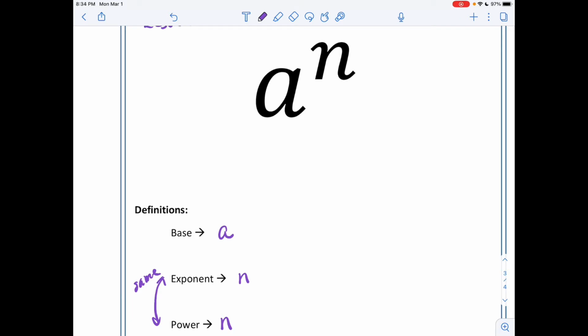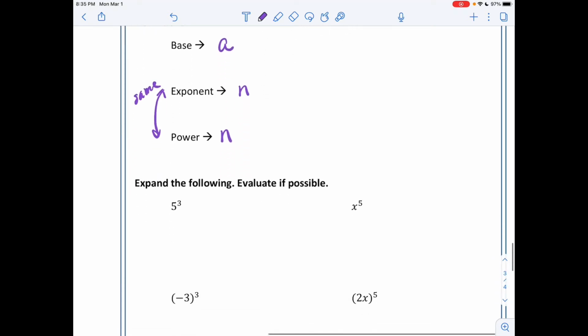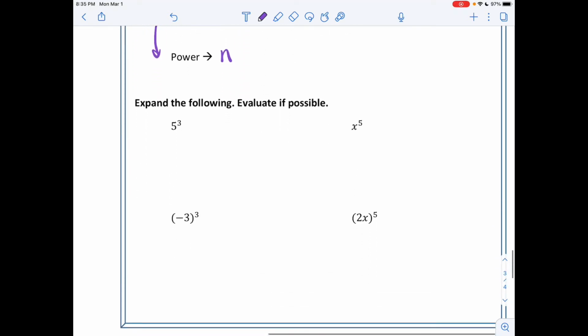So let's go through a few examples where we expand some bases raised to exponents, and we'll evaluate them if they are numbers. So we want to expand the following and evaluate if possible. So 5 raised to the third power, or 5 cubed. That's the same thing as 5 times 5 times 5. And if we do that, we get 125.